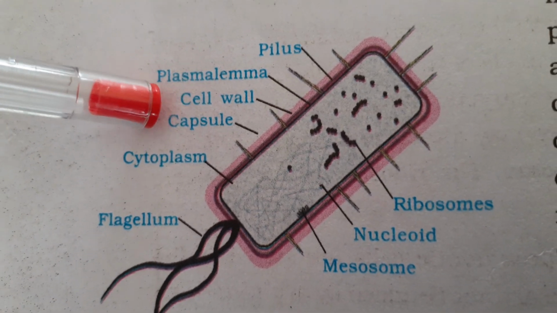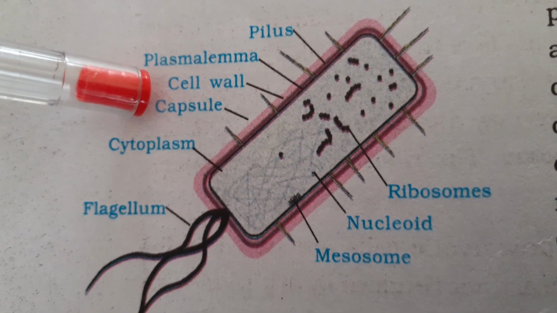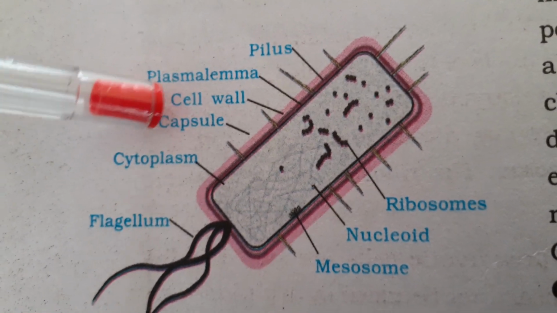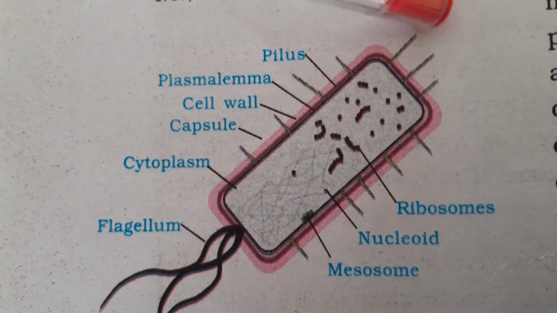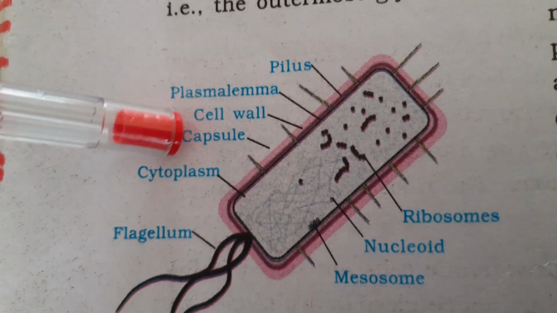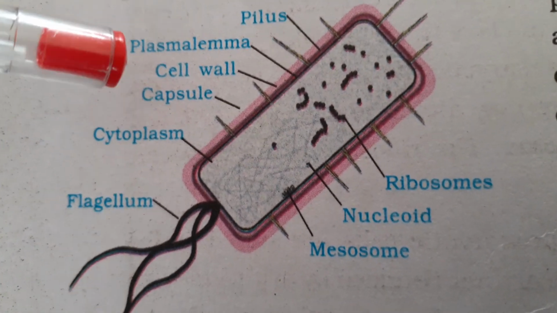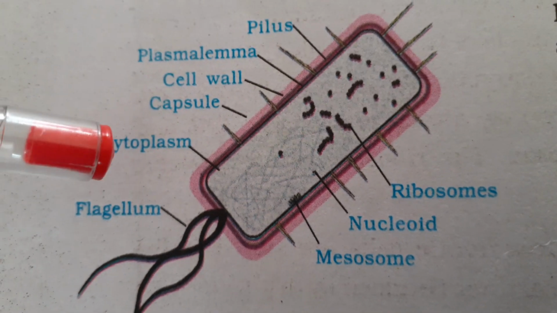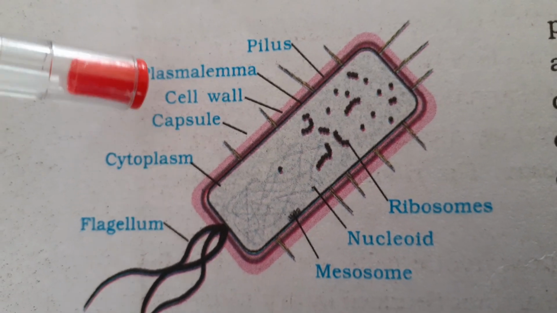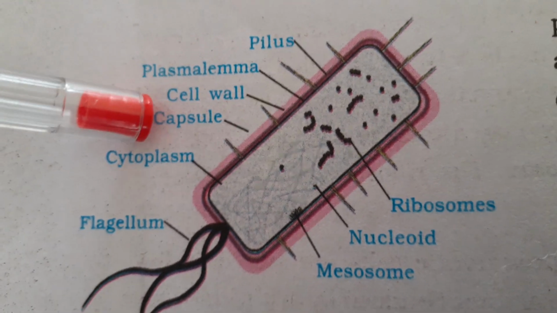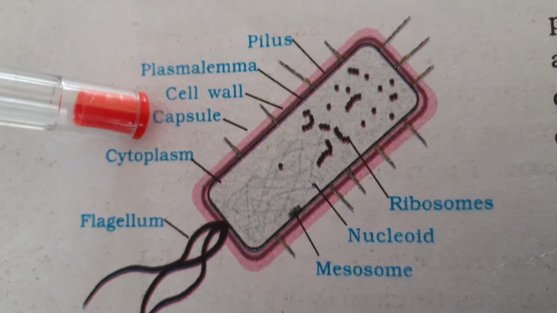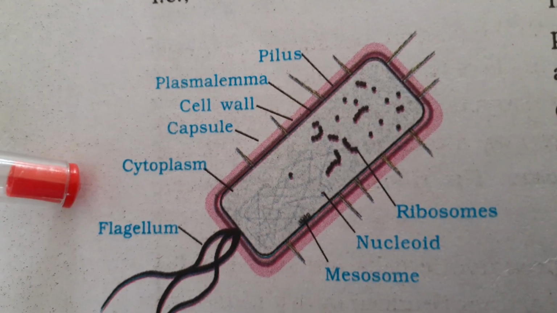There is a layer called the capsule in some bacteria, which is present outside on the cell wall. If this capsule is present, you call the bacteria capsulated bacteria. Some bacteria will not have this capsule. So the capsule may be present or absent in different kinds of bacteria.